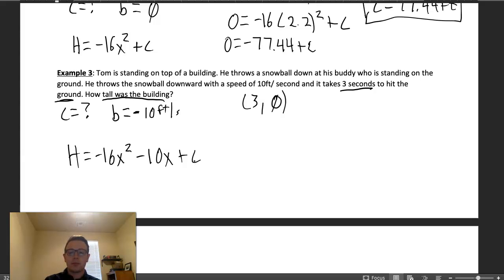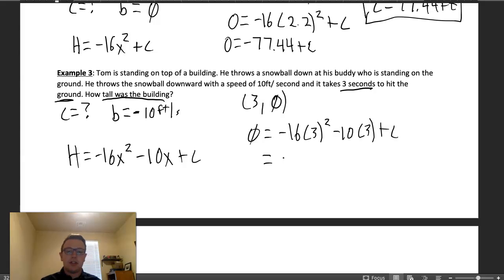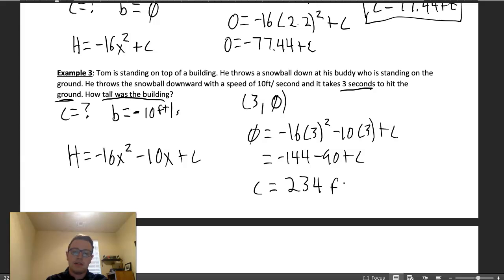To solve for the initial height, we're going to substitute in 0 for h, and we're going to substitute in 3 for x. So this becomes 0 is equal to minus 16 times 3 squared minus 10 times 3 plus c. Or this will be equal to minus 16 times 9, minus 144 minus 90 plus c. And when we finish solving for this, we will find that c will be equal to 234 feet.